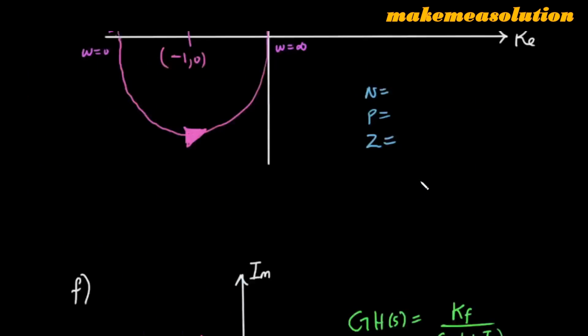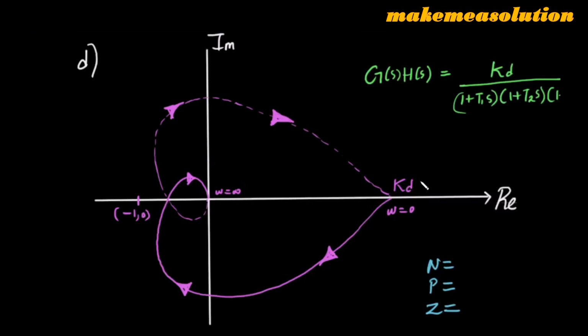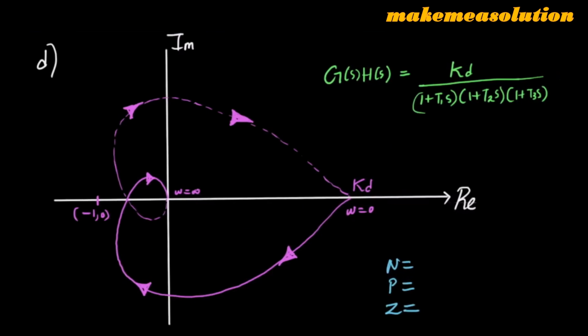I just want to do as many as possible. So look at this one. When you draw the contour of this open loop transfer function over here, you're going to get it like this. So this is the contour for w equal to 0 to w equal to infinity.